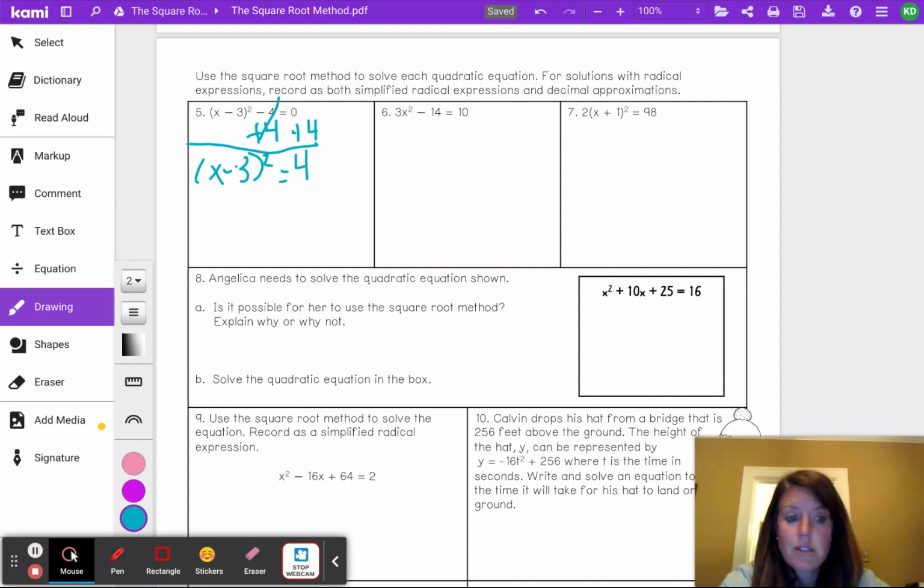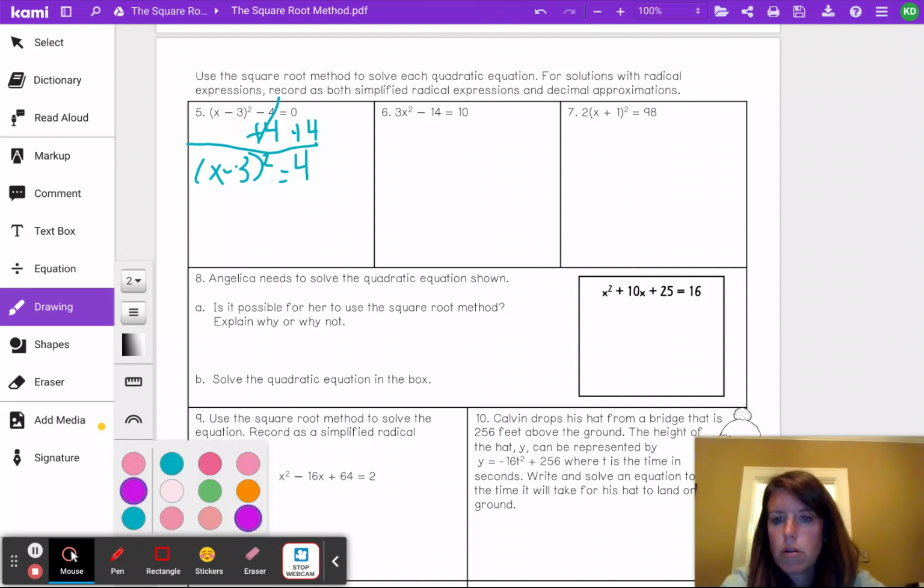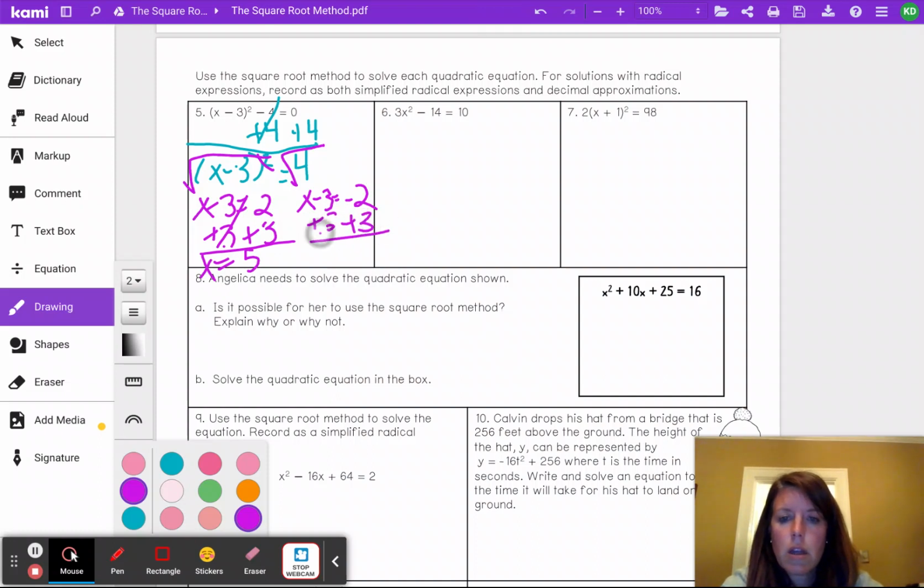All right. So now this is just like when there's a binomial squared. We're going to square root to get rid of that squared. So we have x minus 3 equals positive 2, and then we have x minus 3 equals negative 2. You have to list both solutions. So I'm going to add 3 to both sides. And then you've got x equals 5, and x equals 1. Boom. That's it.